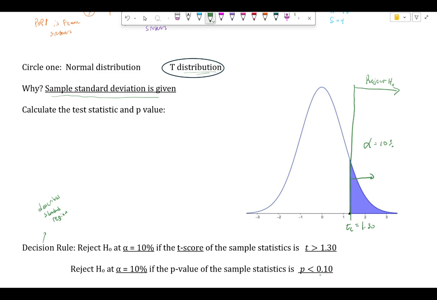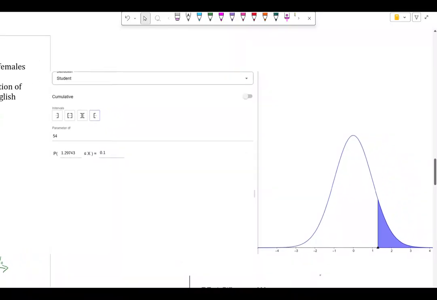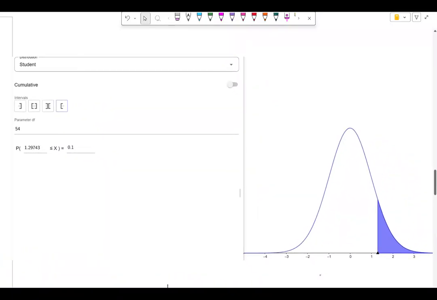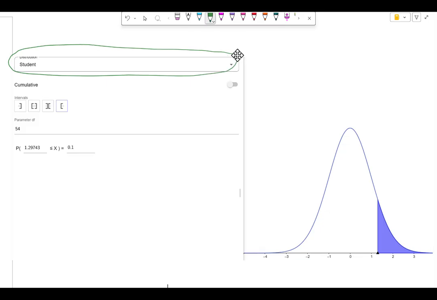Just want to take a second to show how to find the critical t-score for the GeoGebra folks. In the probability calculator, we're going to select the Student distribution from the drop-down window, make this a right-tailed test. The degrees of freedom is the same calculation as before, and then we're going to put in 0.1 for our area, and this will be our t-critical value.